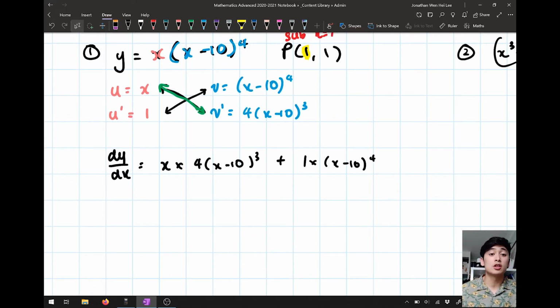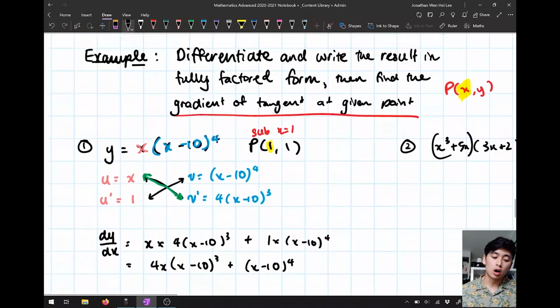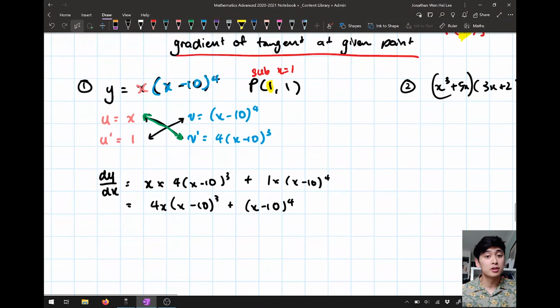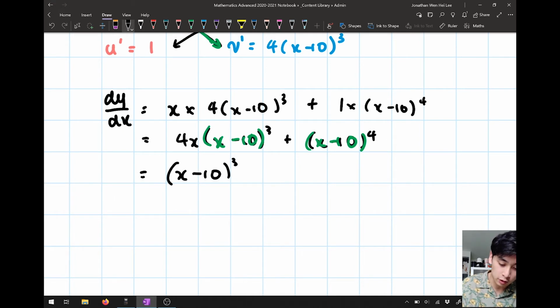So once we've done that, we're just going to simplify this a bit. So this becomes 4x, x minus 10 to the power 3, plus x minus 10 to the power 4. Okay, we've used our product rule and written it like this. Now, with the product rule, often what you can do is factorize out a common term from both of your terms that you're adding together. So notice here, both terms have this x minus 10 factor, but we've got different powers of it. So we need to take the smallest power possible. For us, that is x minus 10 to the power 3. So I'm going to factorize out x minus 10 to the power 3. So I'm going to have x minus 10 to the power 3, bracket.